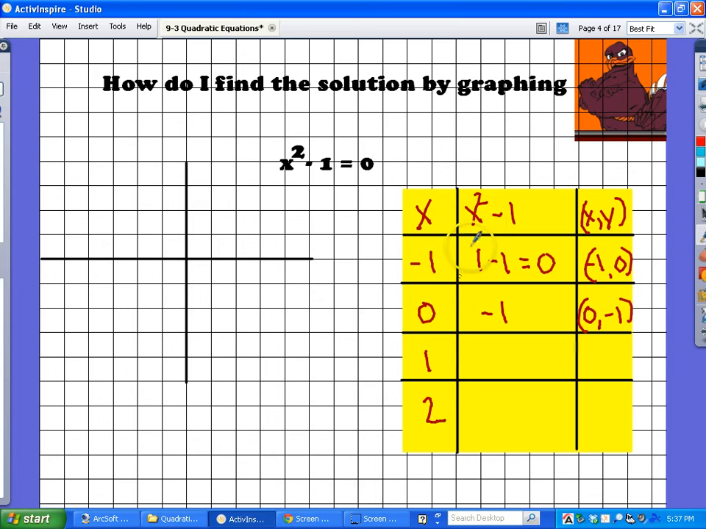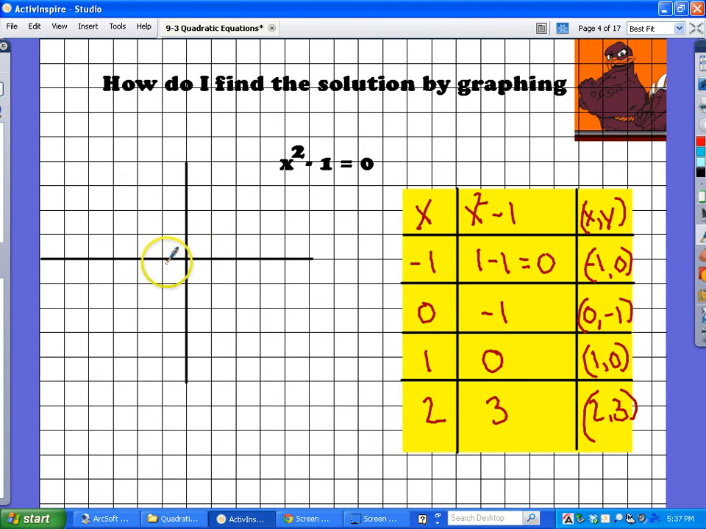Substitute the 1 in for the x. 1 squared minus 1, well, 1 squared is 1, minus 1, so I have 0. And then I can substitute the 2 in. 2 squared, 4 minus 1 is 3. Well, finish this out. Now I'm just going to go graph them.